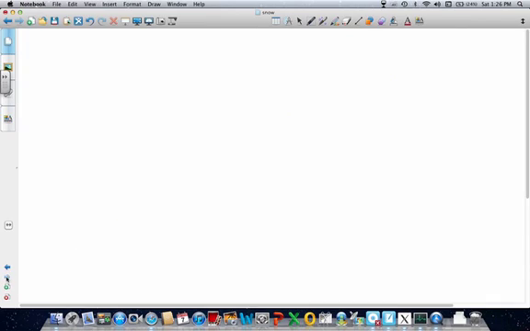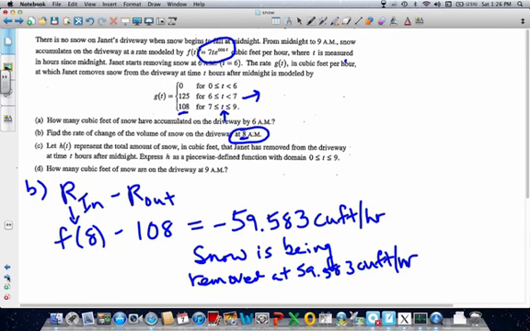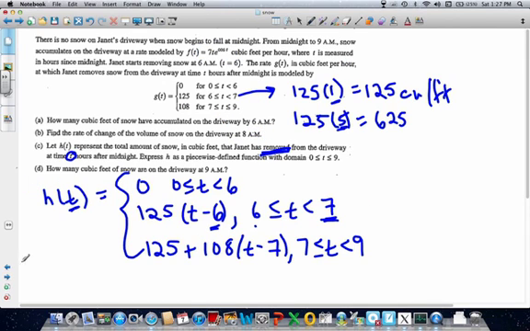Part D. Really? I don't know where my extra screen went. Alright, I guess we'll do Part D here.